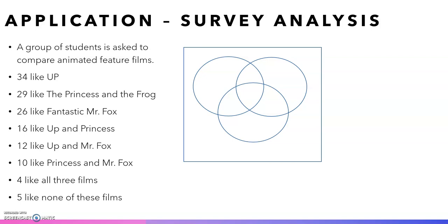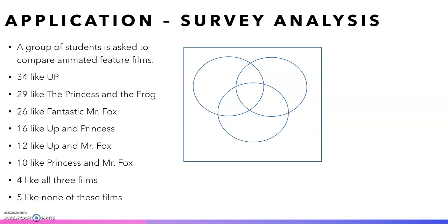34 like Up, 29 like The Princess and the Frog, 26 like The Fantastic Mr. Fox, 16 like Up and Princess, 12 like Up and Mr. Fox, 10 like Princess and Mr. Fox, 4 like all three films, 5 like none of these films.